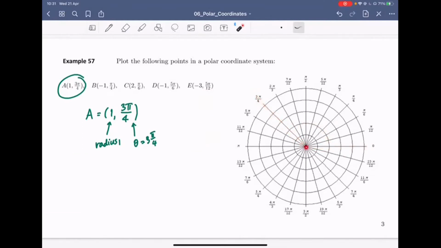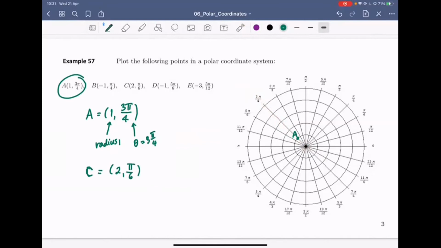And then once you know that this is 3 pi over 4 here, you move one step from the pole. And this is the point A. Does it make sense? It's going to be on the line 3 pi over 4, and you move one step from the pole. Well, let's do C first. C is 2 and pi over 6.